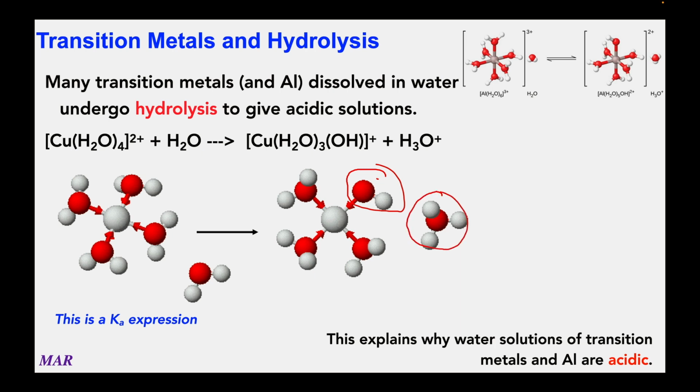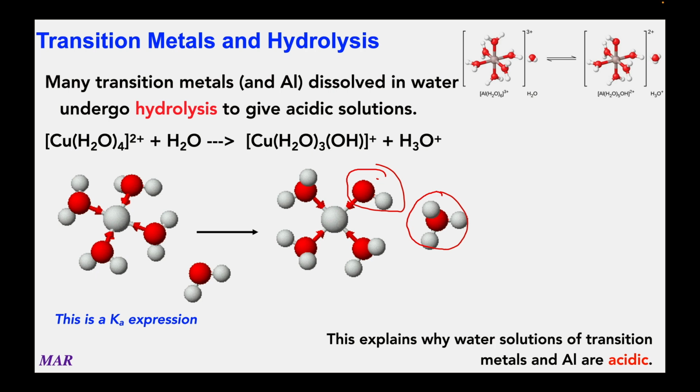And hydronium is an acid. This is why most transition metal solutions are slightly acidic. Aluminum does this too, which is amazing, but it's mostly the transition metals. So if I were to ask you whether a solution of, say, cobalt 2+ in water was acidic, basic, or neutral, cobalt 2+ is usually going to be acidic. Just an FYI on that.